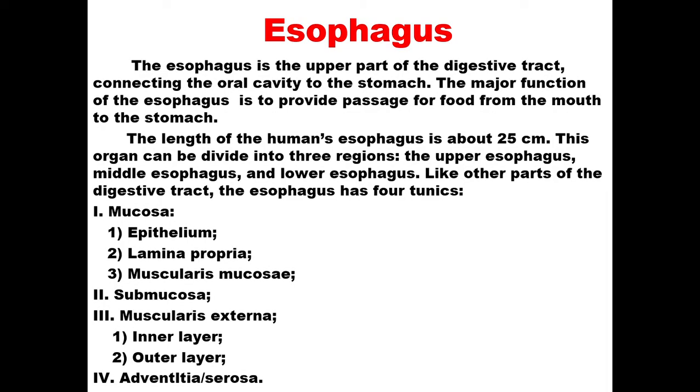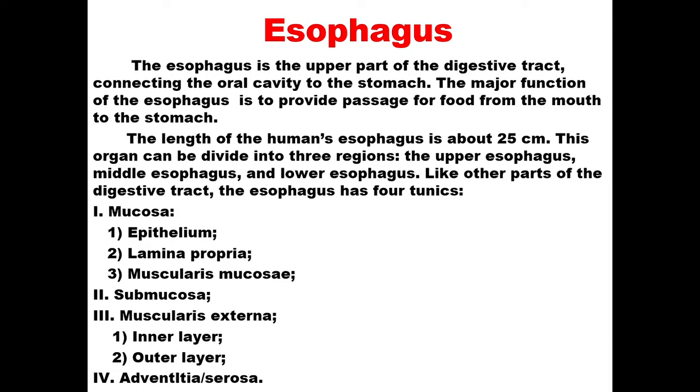The esophagus is the upper part of the digestive tract, connecting the oral cavity to the stomach. The major function of the esophagus is to provide passage for food from the mouth to the stomach. The length of the human esophagus is about 25 centimeters. This organ can be divided into three regions: the upper, middle, and lower esophagus.